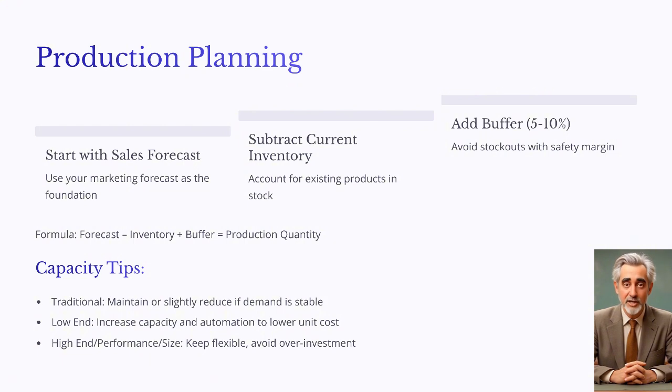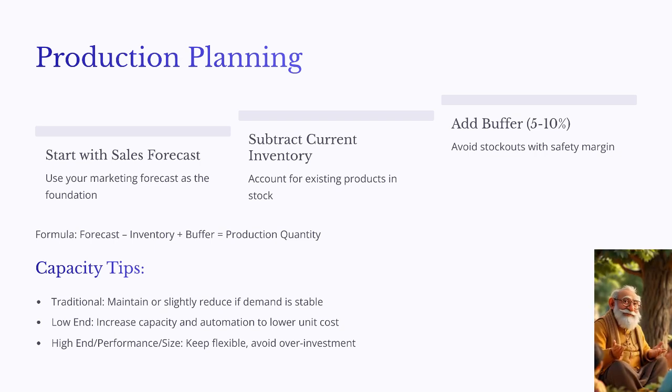Capacity tips: Traditional, maintain or slightly reduce if demand is stable. Low end, increase capacity and automation to lower unit cost. High end, performance, size, keep flexible, do not overinvest early. Selling excess capacity is also possible, especially for segments you plan to exit or scale down. You can sell up to 5% of capacity each round.